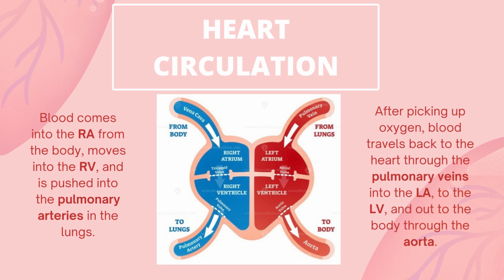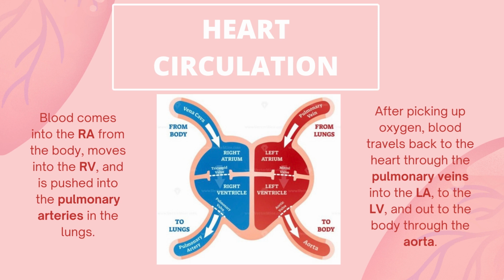The answer is to pick up oxygen. Right, remember that blood that goes into the lungs is deoxygenated. It needs to pick up oxygen to deliver to the other part of the heart. So now we're going to move over to the right side of the diagram, and that's the red side.